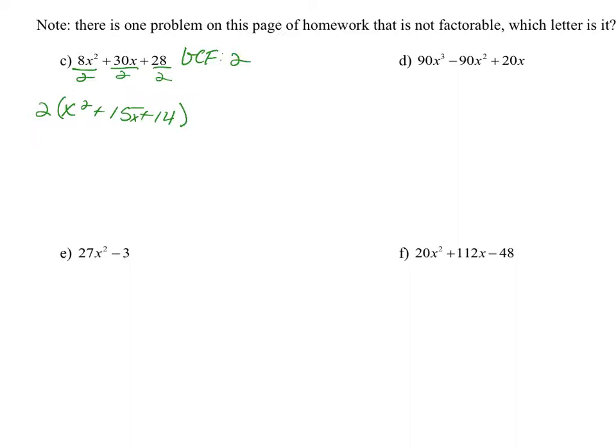So I am now factoring a trinomial. 1 times 14 is 14. What multiplies to 14 but adds to 15? If you're thinking 2 and 7, you're thinking incorrectly. It's 1 and 14. I'm going to replace my 2 middle terms.